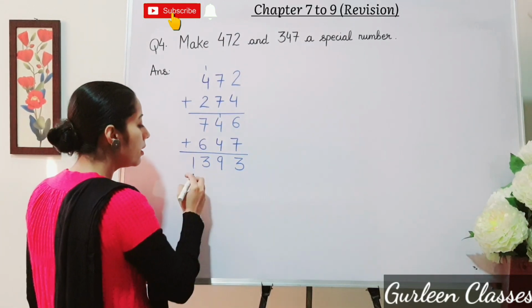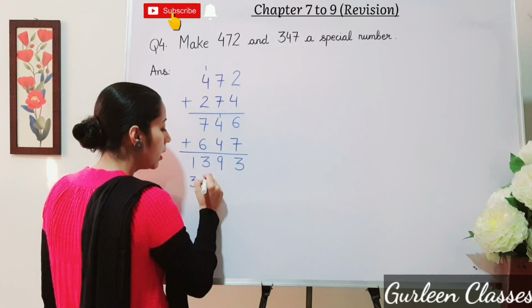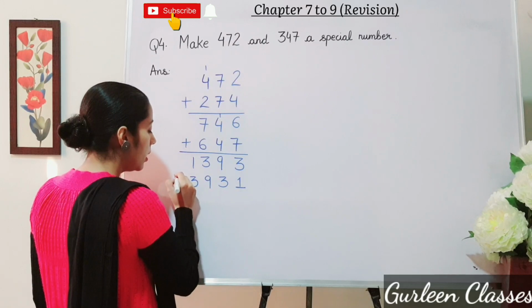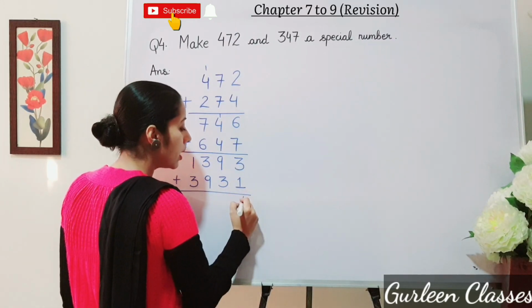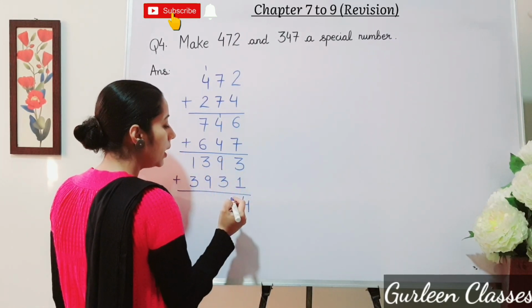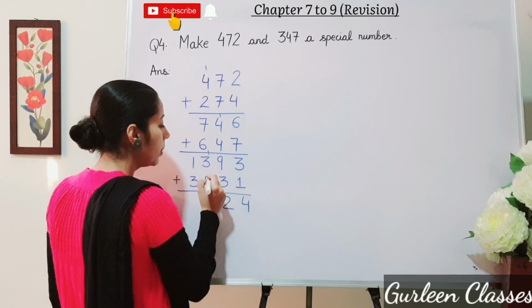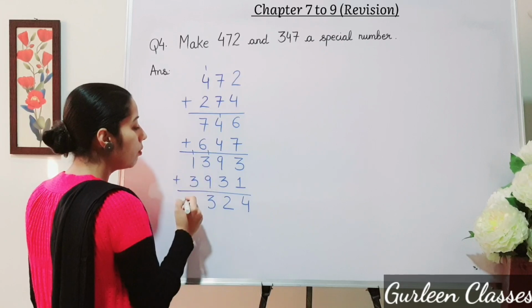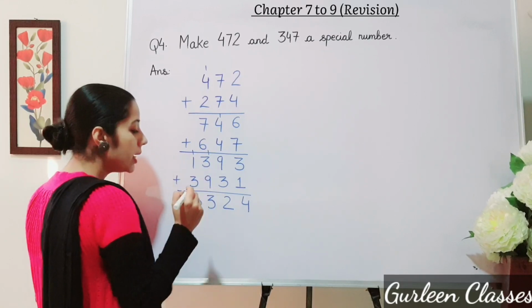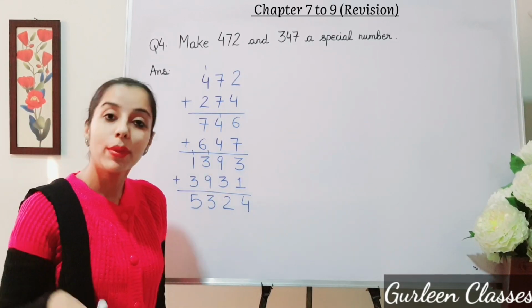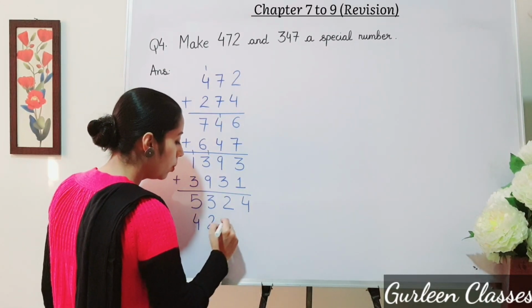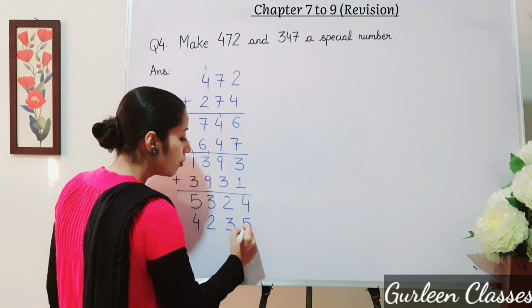No. Again reverse. It will be 3931. Now add it. 3 plus 1, 4. 9 plus 3, 12, 1 carry. 9 plus 1, 10 and 3. 3 plus 1, 4 and 1, 5. Is this a special number? No. Again you have to reverse. It will be 4, 2, 3, 5.